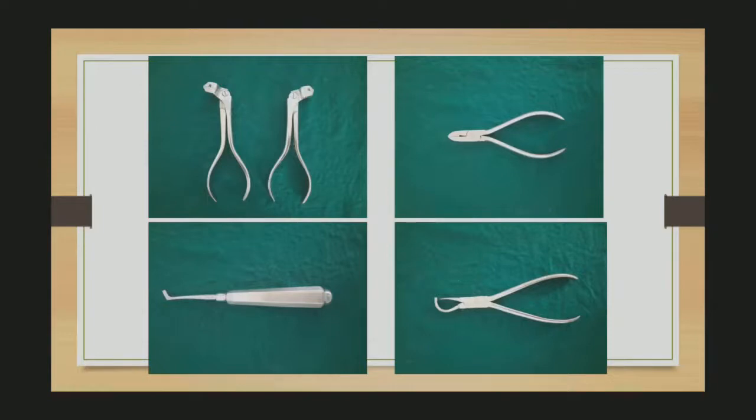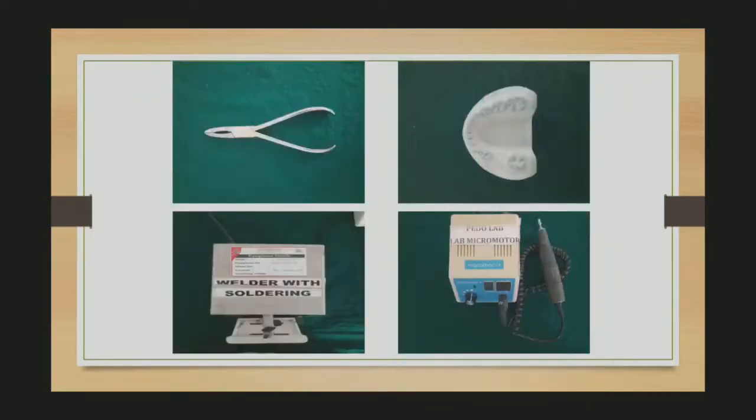The second one is the wire cutter, which is used to cut 19 gauge stainless steel wire. Next, the band pusher, which is helpful for approximating the band to the anatomical position of the tooth. Next is the band removing plier, which is used to transport the band from the patient's mouth to the cast or the lab. Next is the contouring plier, which is used to contour the band into the desired anatomical position.